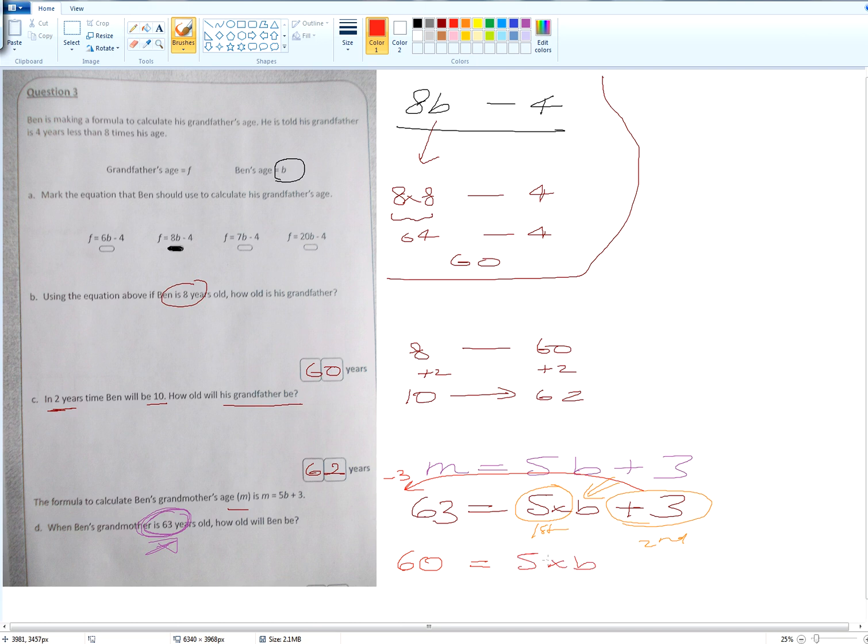Opposite of times by 5 is divide by 5. Lovely. Musab's ahead of us. Opposite of times by 5 is? Divide by 5, which is 12 years old. Is there anything wrong with 12 equals B rather than B equals 12? Mathematically, it's the same. So the answer here is 12. And that's the end of question number 3.